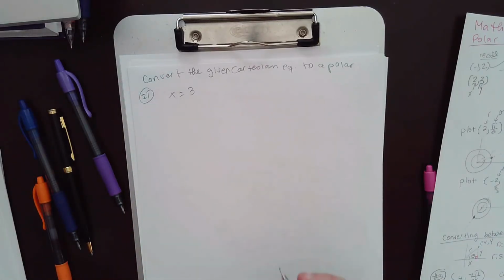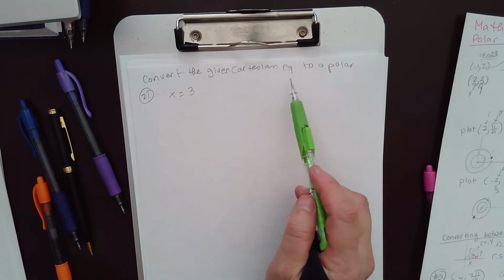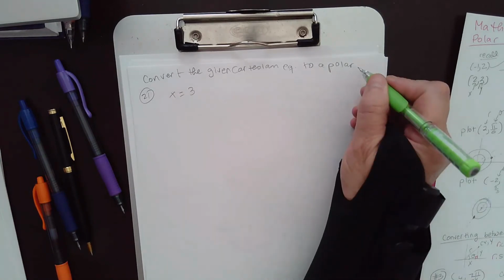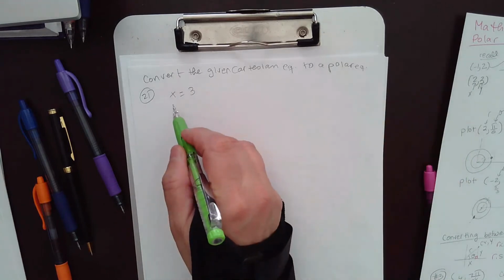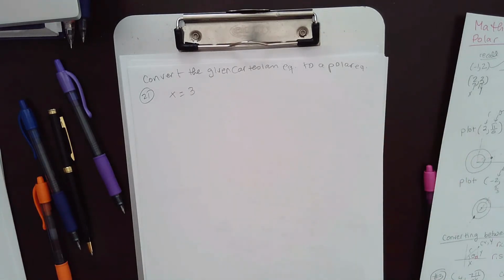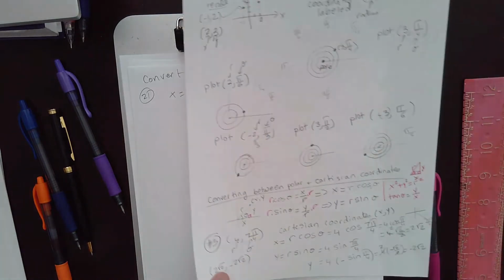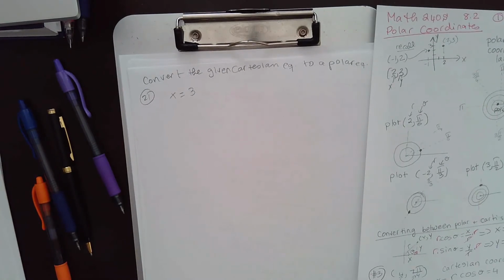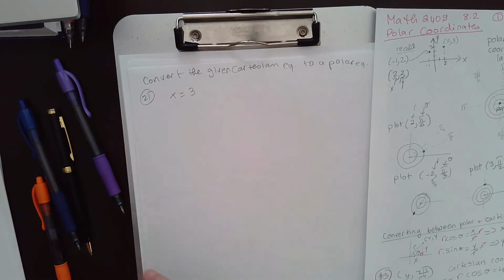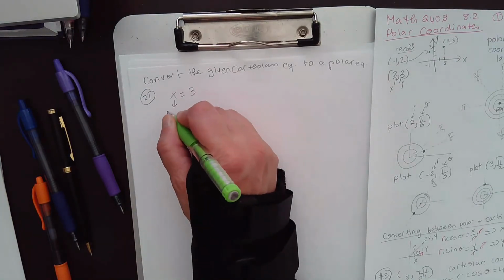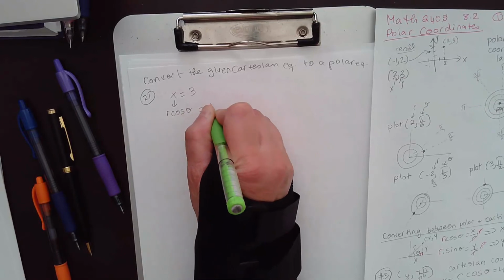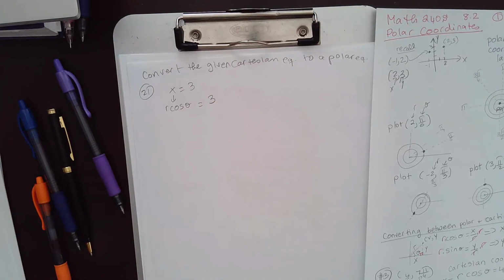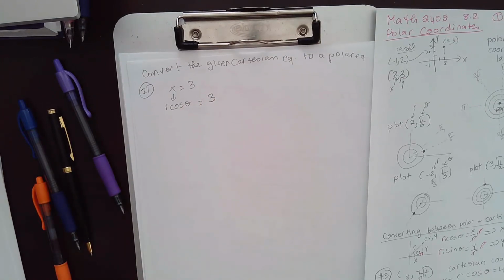All right, so now we want to convert a Cartesian equation to a polar equation. So we have here x equals 3. How do we convert this to a polar equation? Again, using the same formulas here. We want to be creative. What is x? Isn't x equal to r cosine theta? So x here is r cosine theta equal to 3. So now we got rid of x, and now we have only r and theta.